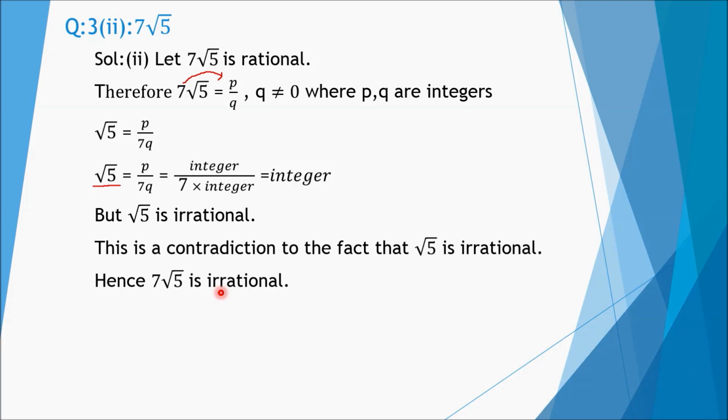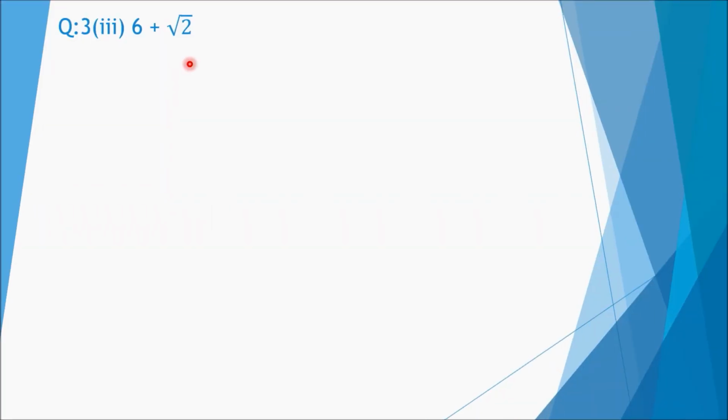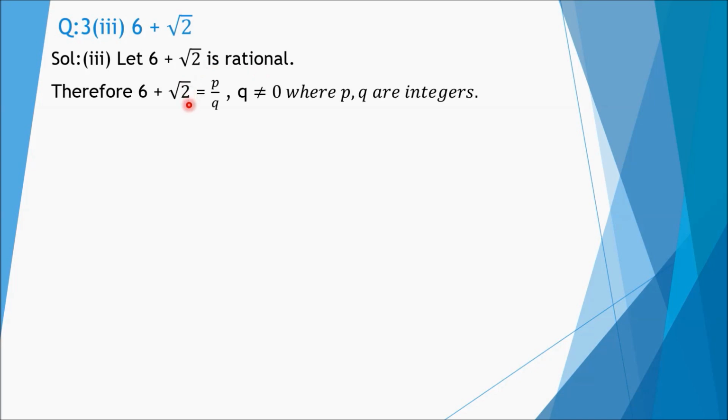Now move on to the third part, that is 6 plus square root of 2. Again the same concept, the same steps. Let us assume that it is a rational number. So let 6 plus square root 2 be rational. By definition 6 plus square root 2 will be equal to p divided by q, where p and q are integers. Now the same principle of isolating the square root term. So we will shift 6 to the other side. Square root of 2 will be equal to p by q minus 6.